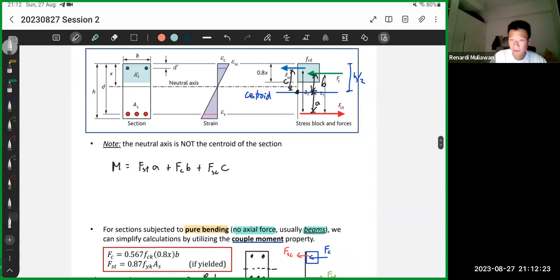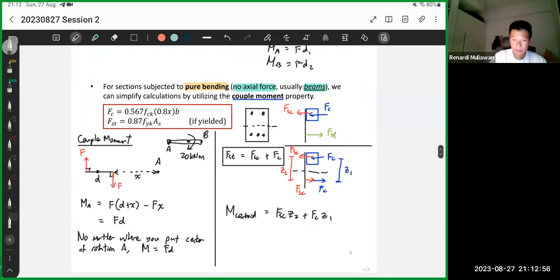Because if you don't have a couple moment, you actually need to know the distance. So let's say you have a force and you have a point A, and let's say this is point B. Of course, the moment at A and B will be different. The moment at A is F times distance 1. The moment at B will be force times distance 2. So you see the difference? This one is just a simple moment from a force. This one is a couple moment. Okay? So I hope you're getting this.